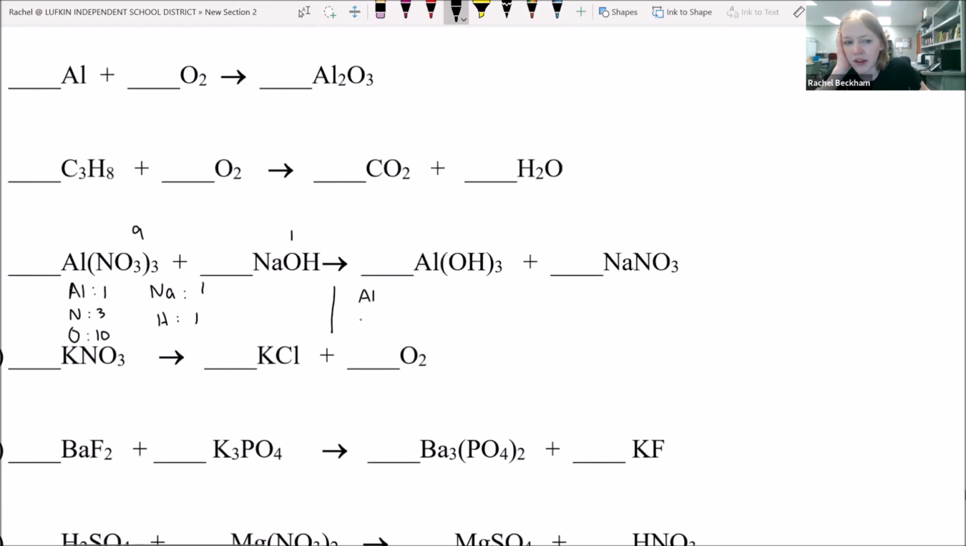So now on this side, I'm going to keep it in that order so that it's less confusing. So I've got 1 aluminum again. And then when I look over here, I've got 1 nitrogen. I've got 3 times 1 equals 3 O's over here plus these 3 O's. So I've got a total of 6 oxygens here. I've got 1 sodium, and I've got 3 times 1, 3 H's. I think I counted up my O's wrong. No, I did. 3 times 1 is 3 plus 3 is 6.